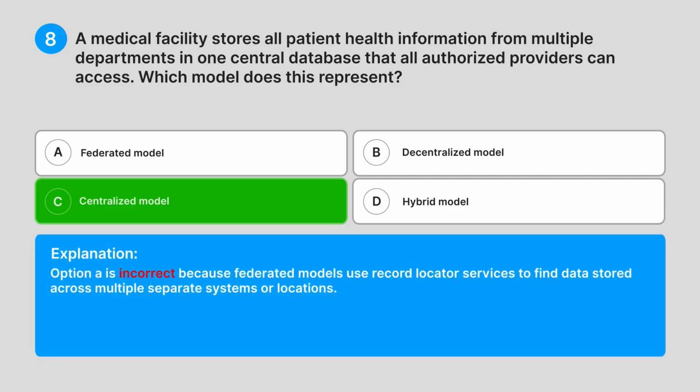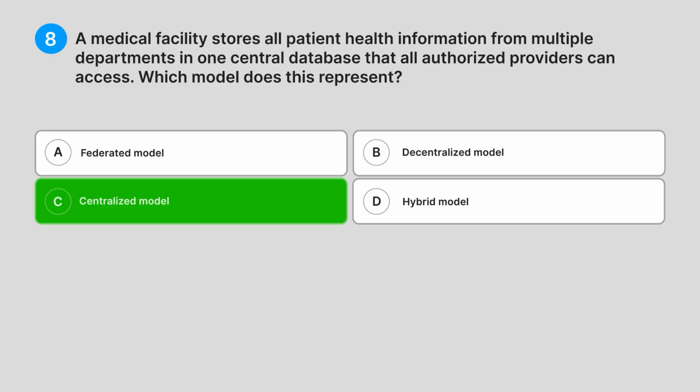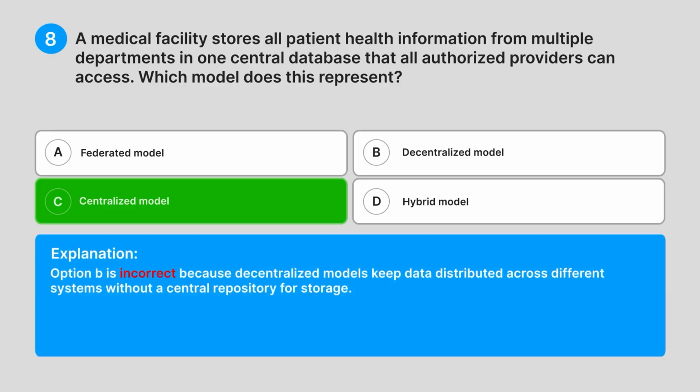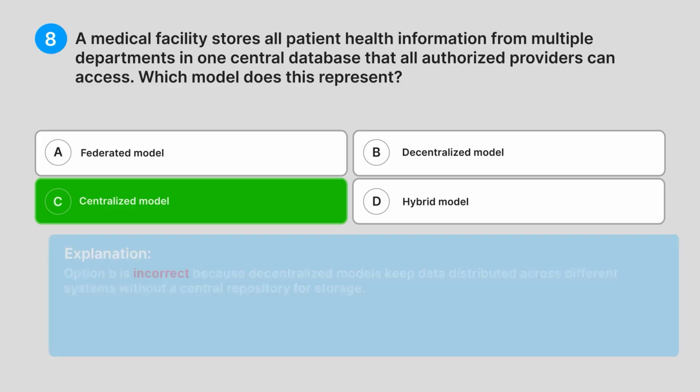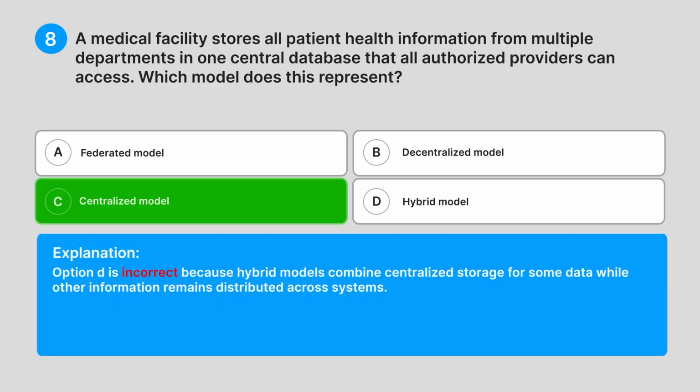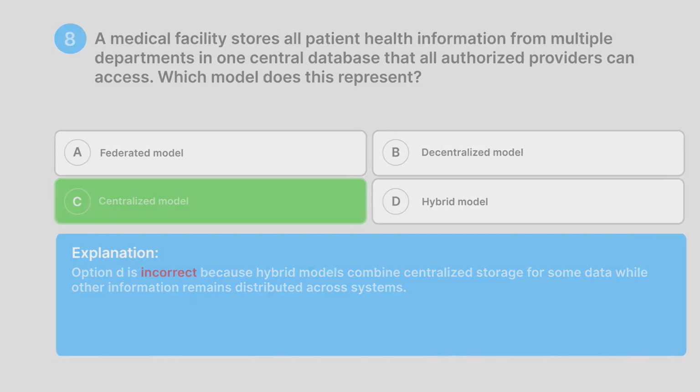Option A is incorrect because federated models use record locator services to find data stored across multiple separate systems or locations. Option B is incorrect because decentralized models keep data distributed across different systems without a central repository for storage. Option D is incorrect because hybrid models combine centralized storage for some data, while other information remains distributed across systems.